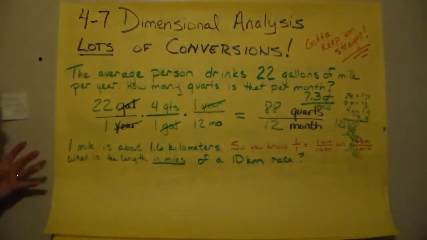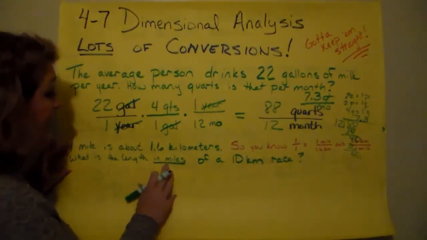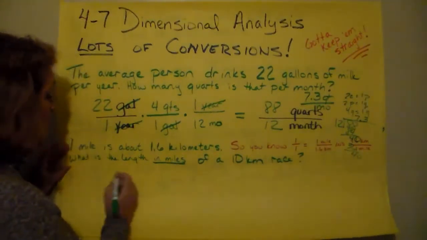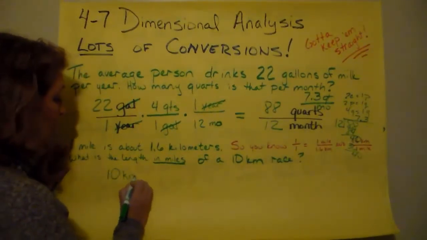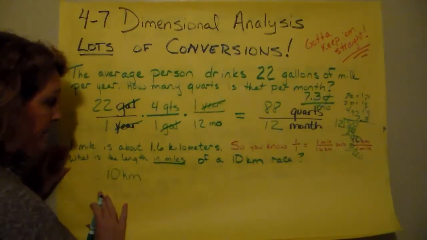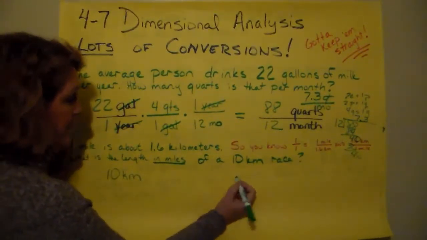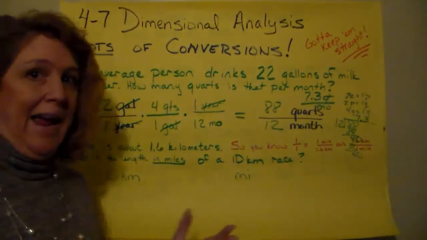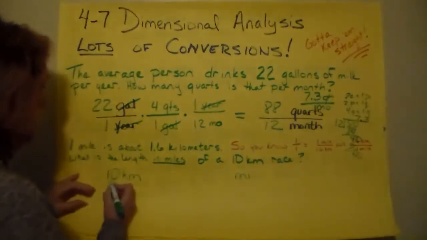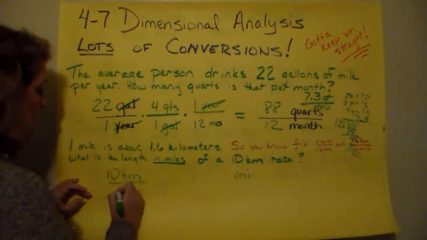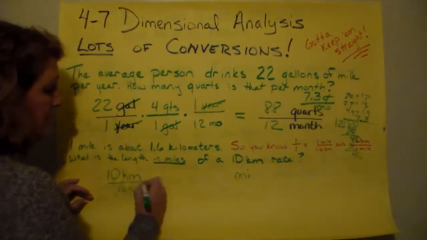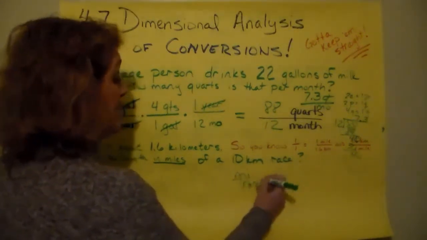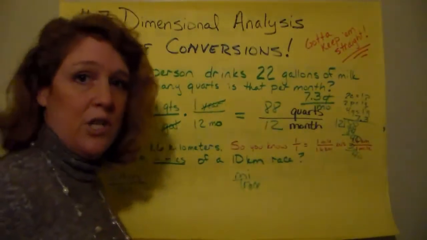So, the question that they ask is, what is the length in miles of a 10-kilometer race? They want it in miles. Well, I have 10 kilometers in a race, and I want to change it to miles. Now, there's nothing per anything here. So it's 10 kilometers per what? Race? Doesn't matter. Because this could be how many miles per the race. It doesn't matter. If there's nothing that's per, you don't have to worry about it. You know that it goes on top. Okay?